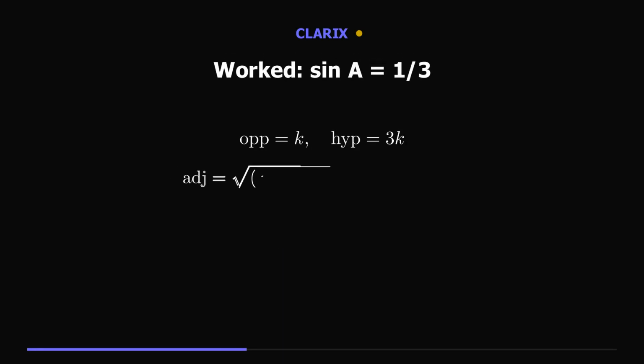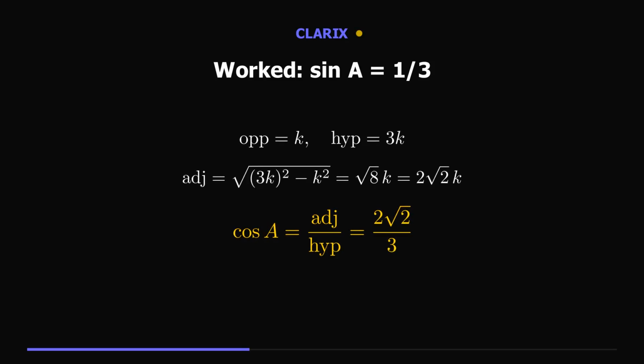One more. If sine of A is 1/3, find cosine. Sine is opposite over hypotenuse, so the opposite is k, and the hypotenuse is 3k. The adjacent side is the square root of 3k squared minus k squared, which is the square root of 8 times k. That tidies to 2 root 2 k. So cosine A, adjacent over hypotenuse, is 2 root 2 over 3. Notice the pattern. One known ratio plus Pythagoras gives you all the rest.